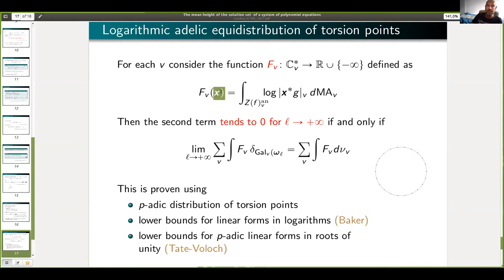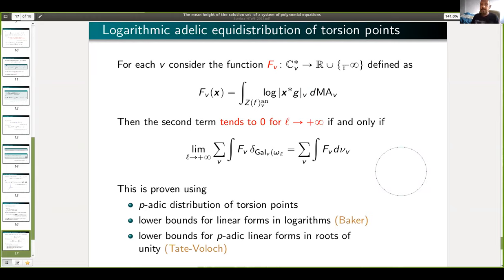In a point X, you use that point to twist your given polynomial G. And you consider the log of the absolute values of that twist. And you integrate that with respect to the Monge-Ampère measure. This is the measure considered in Arakelov geometry that is associated to my D bar. D bar is the metrized divisor which dictates the height I am considering.